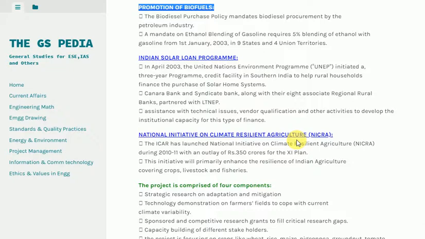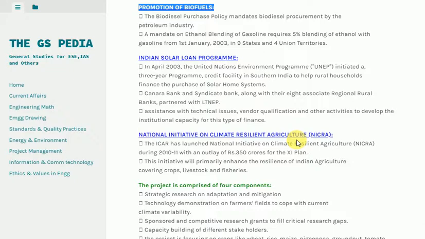National Initiative on Climate Resilient Agriculture (NICRA). The ICAR has launched the National Initiative on Climate Resilient Agriculture (NICRA) during 2010-11 with an outlay of Rs. 350 crores for the 11th plan. This initiative will primarily enhance the resilience of Indian agriculture, covering crops, livestock and fisheries.